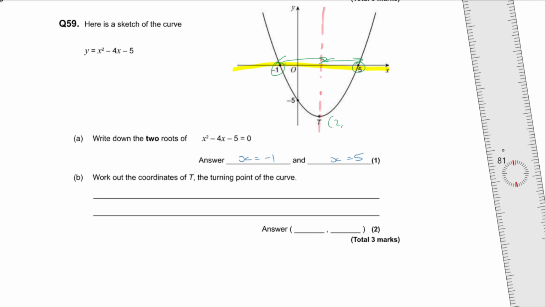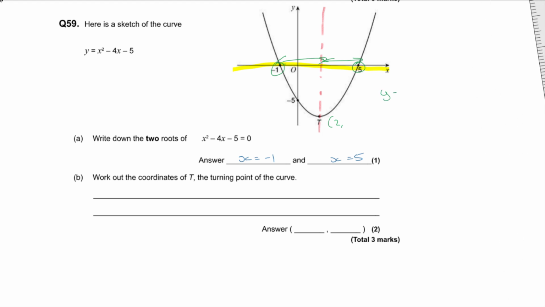And then the y coordinate we could find by subbing x is 2 into the equation. So we could say the y value is 2 squared minus 4 lots of 2 minus 5. So what is 2 squared? It's 4. What is minus 4 times 2? It's minus 8. And then minus 5 there. So I've got 4 minus 8 minus 5, and I believe that comes to negative 9. So the y coordinate is going to be negative 9, so the coordinates are 2, negative 9.